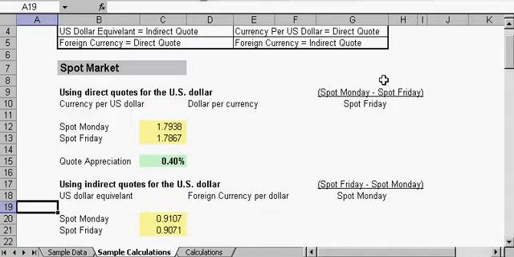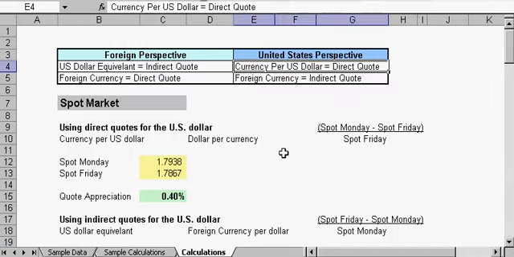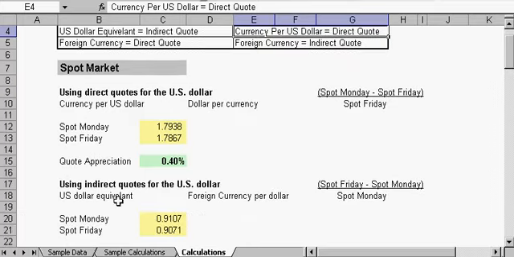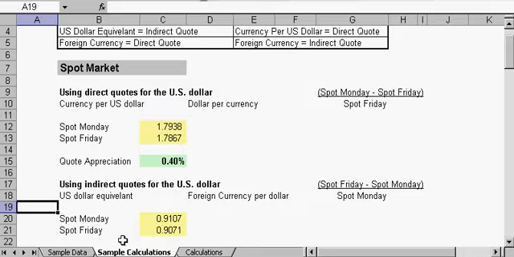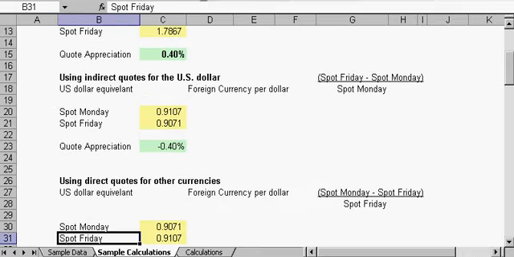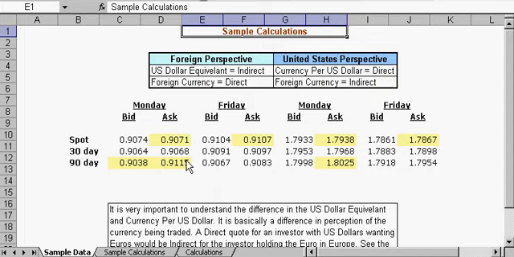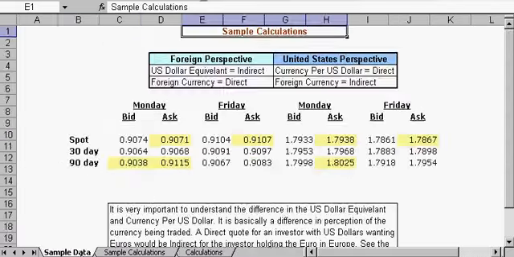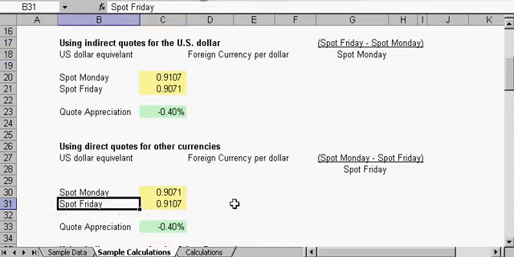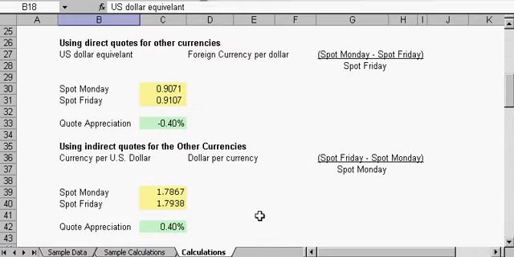Let's go back up. Indirect quotes for US dollar. So that would be the US dollar equivalent, and that's what we have here. So we would use the other numbers. So let's see, US dollar equivalent. See? So for the US dollar equivalent, we would be using these numbers, 0.9107. So that would be the US dollar equivalent, and we would just fill in this, and it'll do all the calculations for us. These two pages will be very useful. I definitely recommend you study from them.